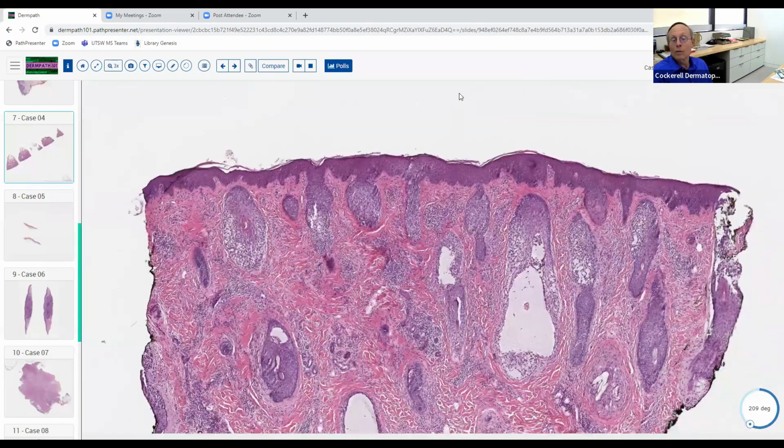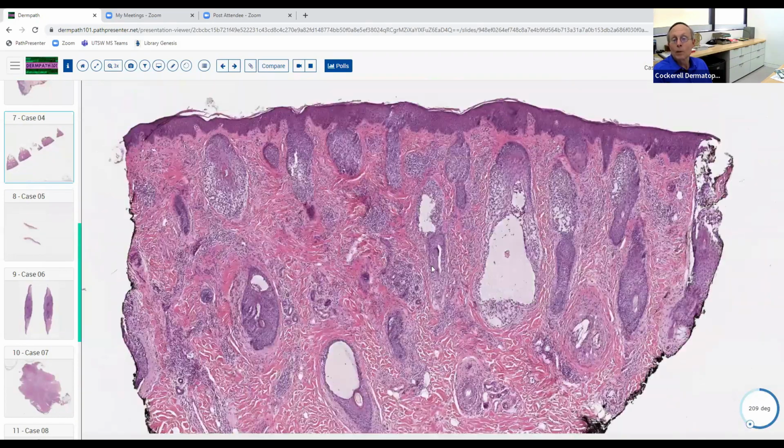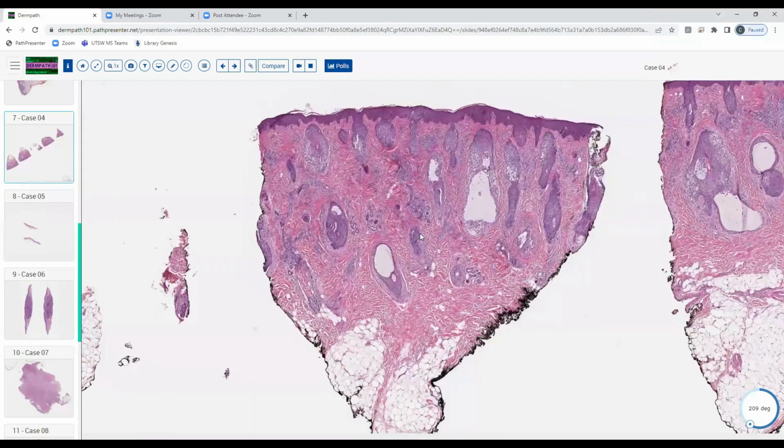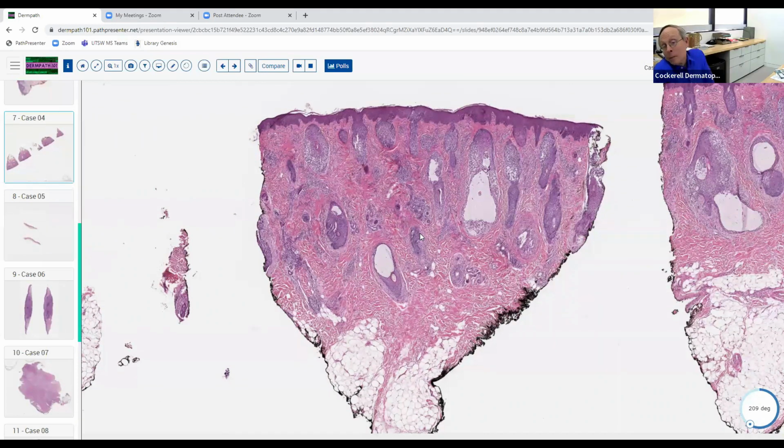So let's say this was the scalp. What do you think it looked like clinically? Kind of like a bald patch? Yeah, exactly. There would be alopecia. We've got alopecia mucinosa.